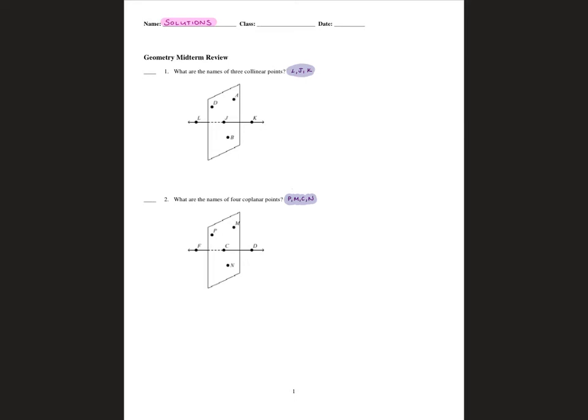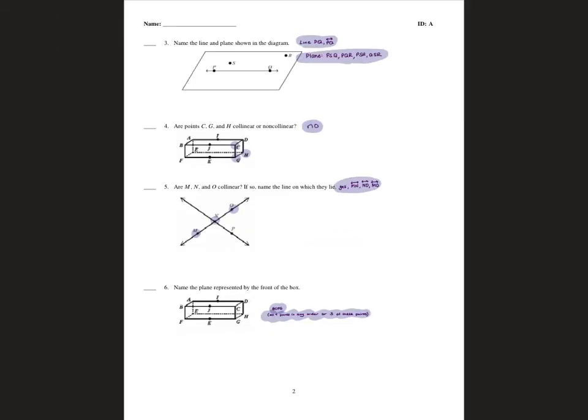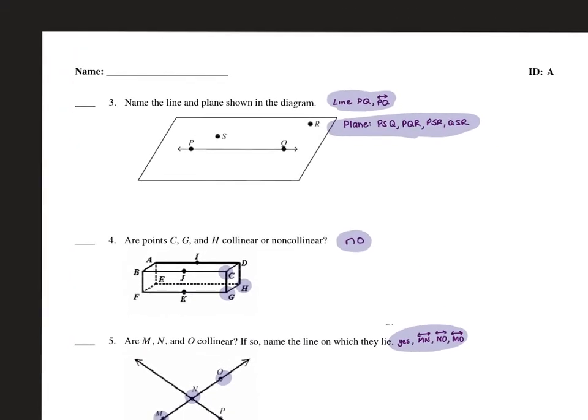So we start off, hopefully these are the more basic ones. So this is your collinear and then coplanar points. Everybody okay on these? Yeah. Then comes the line and the plane that's shown.